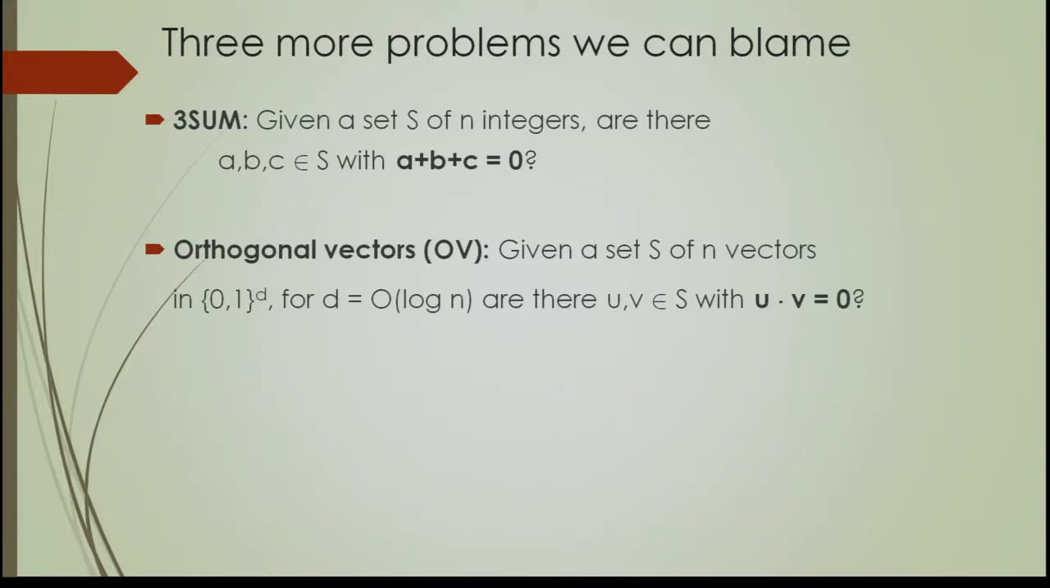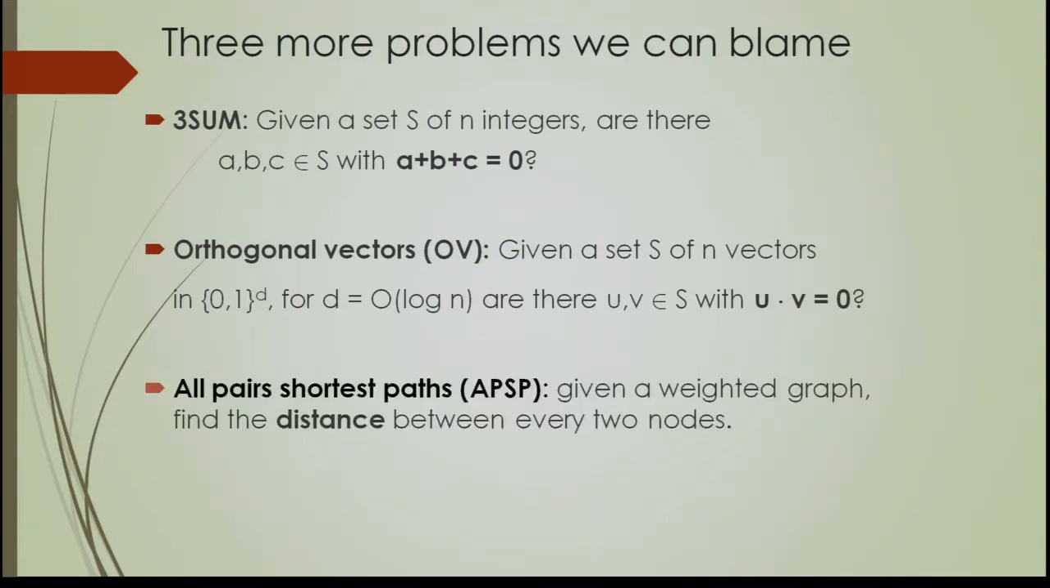The second one is orthogonal vectors. Here, you're given n vectors over a small dimension, d. It's logarithmic, let's say. And you want to know if two of these vectors are orthogonal. The vectors themselves have values 0 and 1. So really what we're asking is, are there two vectors such that whenever one of them is 1, the other one is 0? I just want to point out, it seems like a not too difficult problem, but it's kind of hard. And the third one, we're given a weighted graph and you want to find all the distances. So this is all pairs shortest paths. I think everyone knows it.